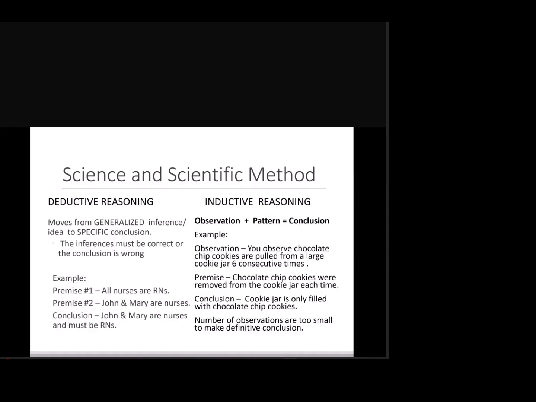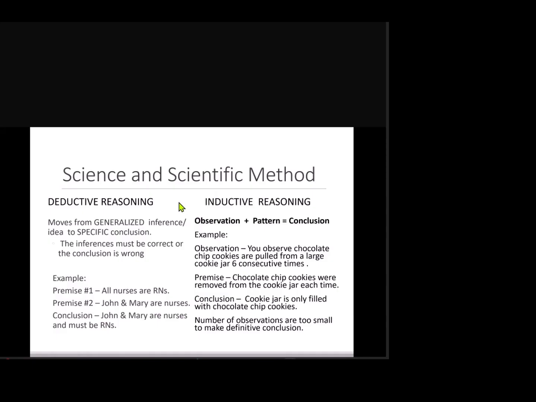The other premise is John and Mary are nurses. Well, the conclusion is that John and Mary are nurses, so that means that they may be RNs. Well, that's not true, because John may be an RN, but Mary may be an LVN. Okay, so again, it's very, very generalized. So that is deductive reasoning.